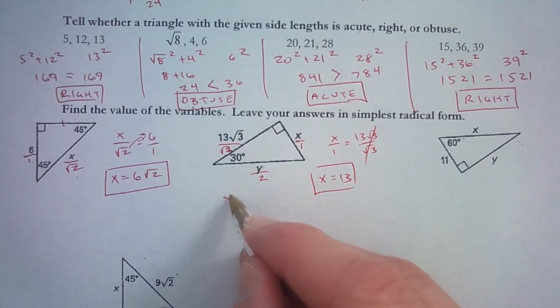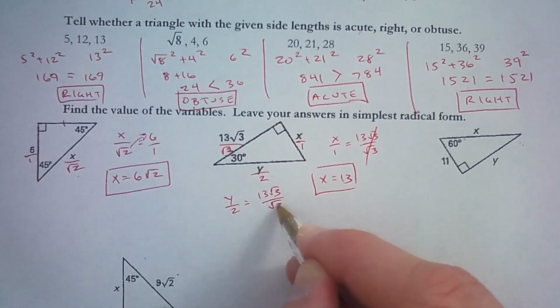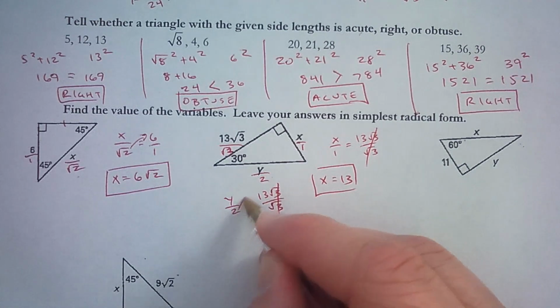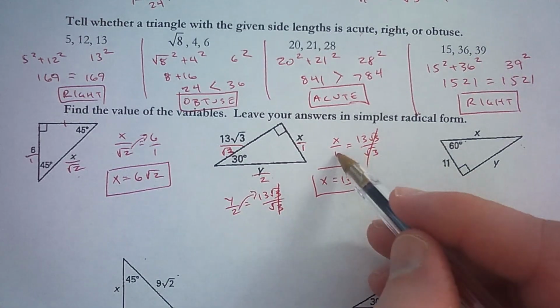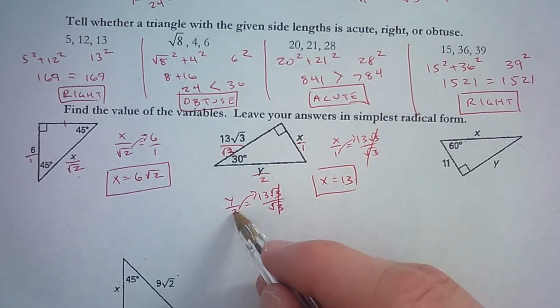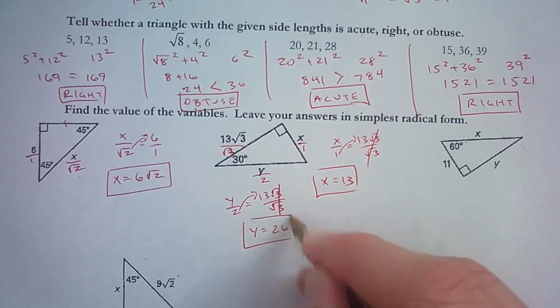And then we have y is to 2 as 13 root 3 is to root 3. The root 3's cancel again, but this time we have this 2 to multiply across. Here we just had a 1. We can multiply it across, but it doesn't change anything. 2 times 13 is 26, so y is 26.